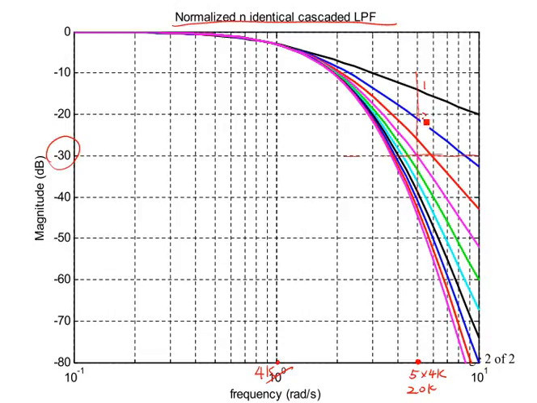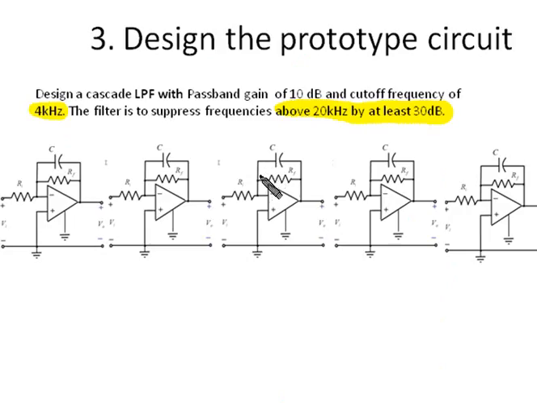The first order circuit, second order, third order, fourth order, and let's look at the fourth order. The gain of the circuit is at negative 30 decibel. So let's use fifth order to make sure the gain of the circuit will be below 30 decibel below the passband gain. So here the order of the circuit should be 5. So we need to cascade 5 circuits.